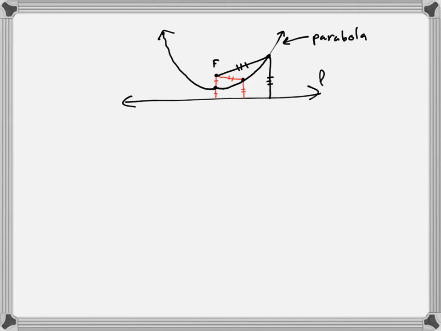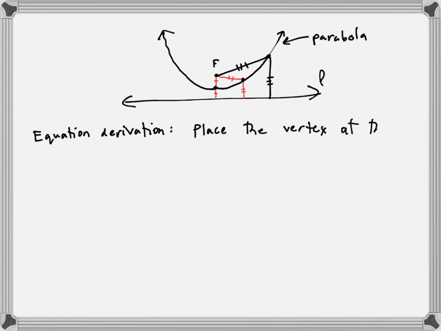Now, what I would like for us to do is to derive the equation. What is the equation of a parabola? So equation derivation. I know we all know the equations of a parabola, but the point of this section is for us to derive all of the equations ourselves, just so we know where every equation comes from, okay? So here's what we're going to do. We need to draw a coordinate system, right? So we're going to place the vertex at the origin. So it's going to look like this.